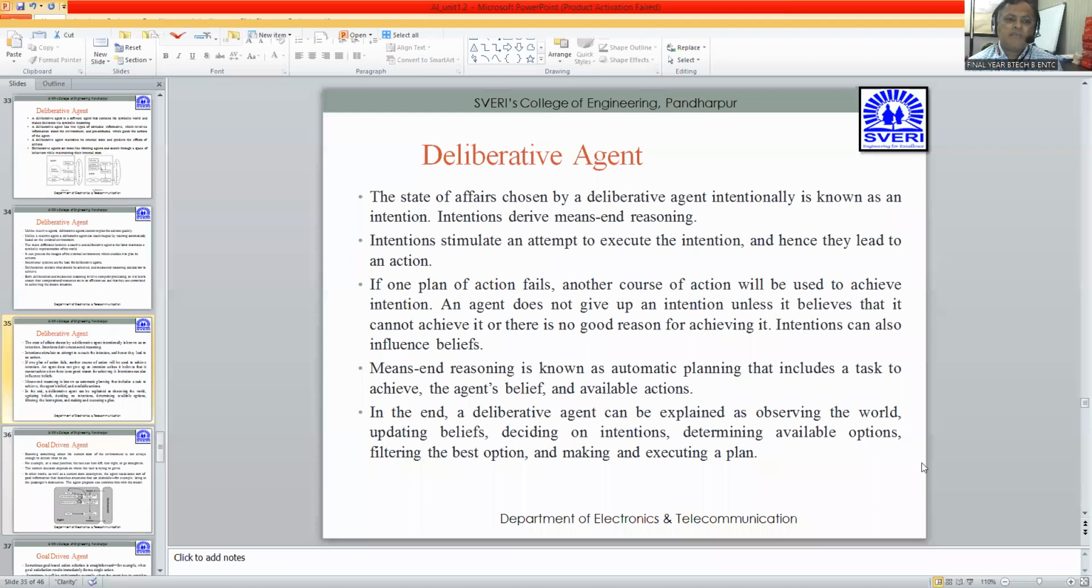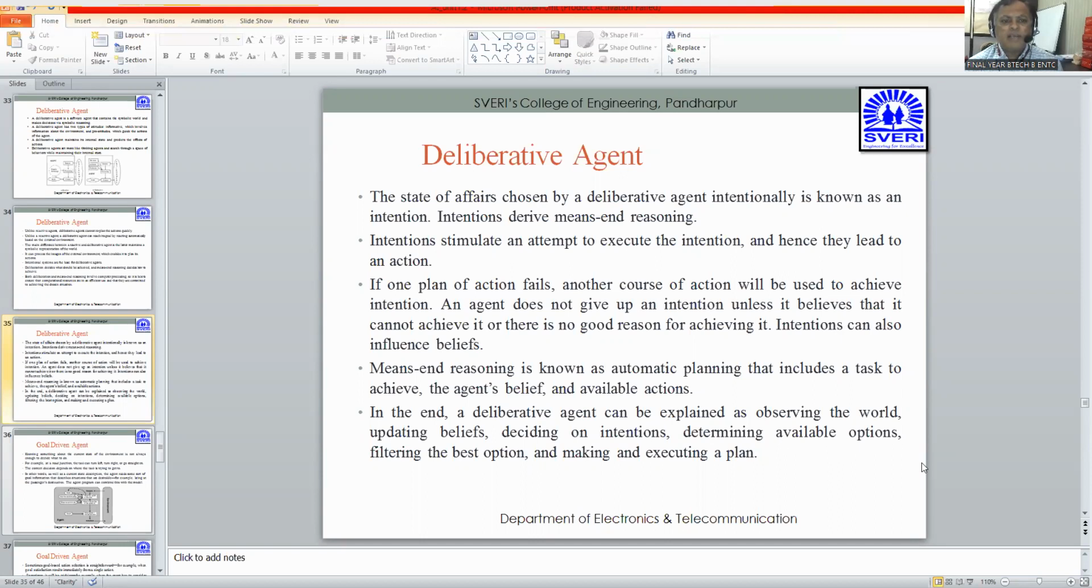So intentions are very much important, and intentions mainly depend upon your internal state of affairs. If intentions are there, then it will derive the means-end reasoning. Means-end reasoning is nothing but the automatic planning. If intentions stimulate the attempt, then it will execute the intentions, and that will lead to actions. So up till now, I do feel you might have understood what a deliberative agent is about.